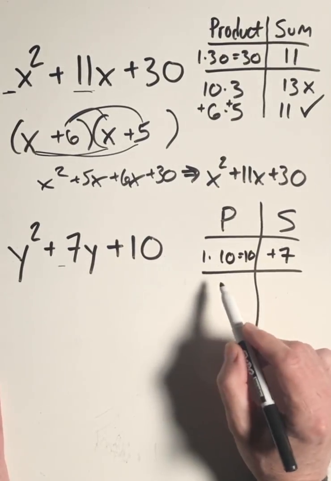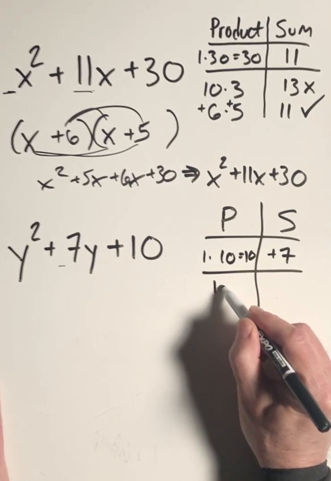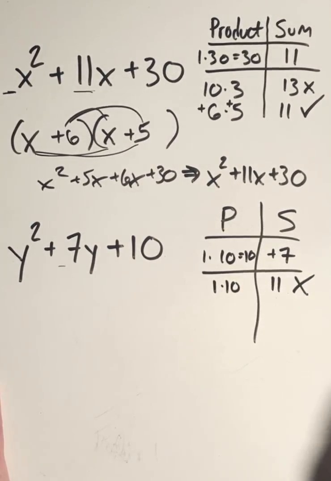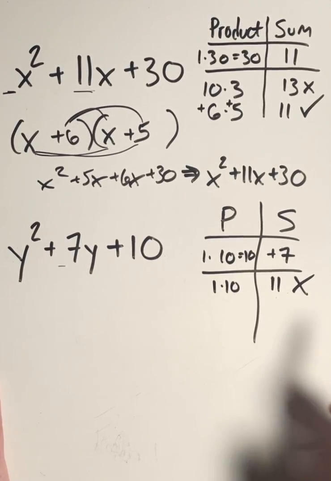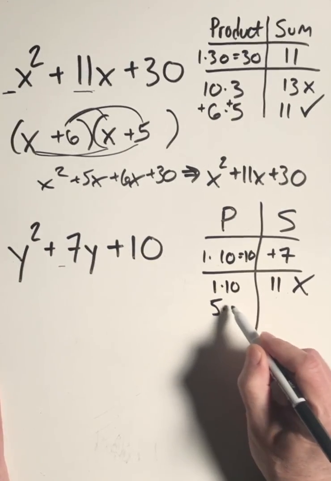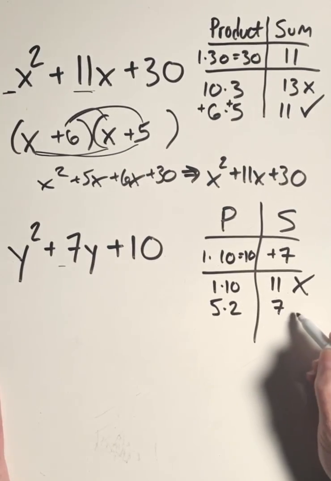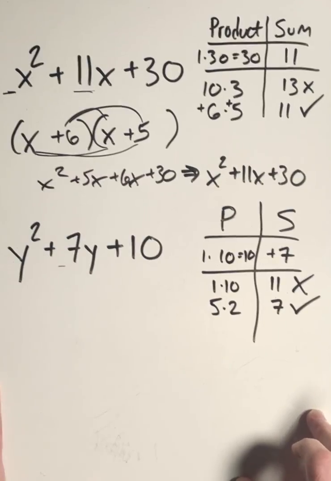So if I wanted to look at two numbers that multiply to 10, I could take 1 and 10, but they add up to 11, so that's not going to be the correct combination. I could also take 5 times 2, which multiplies to 10, and that adds to 7, so I know that I have the right combination.